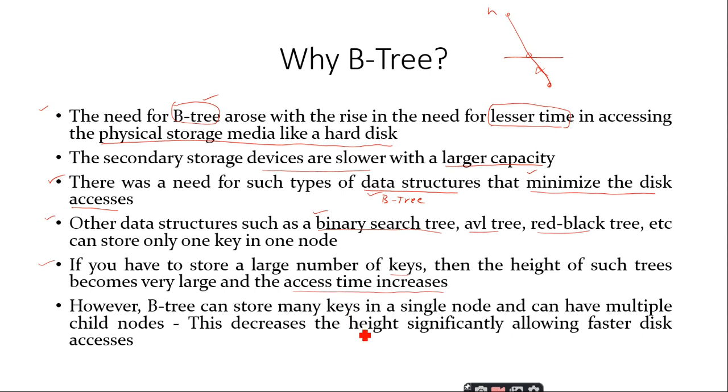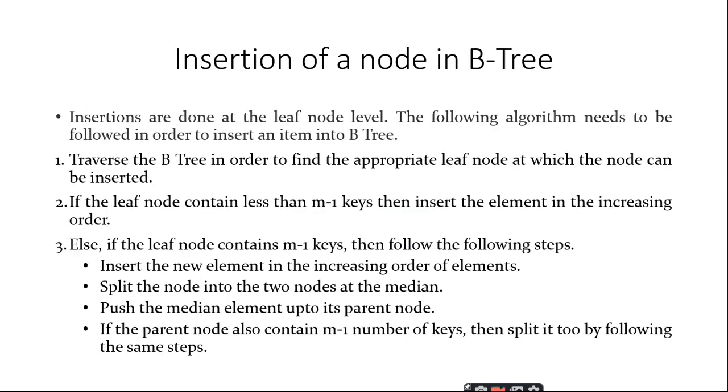Yes, sir. So if you reduce the height significantly, it will allow faster disk access. The main purpose of reducing the height is to allow faster disk access. The main purpose of faster disk access is to make the search, insertion and deletion operations efficient. Efficient in the sense they are achieved in logarithmic time, which is very less, right? Time complexity is very less. Is it clear up to this point?